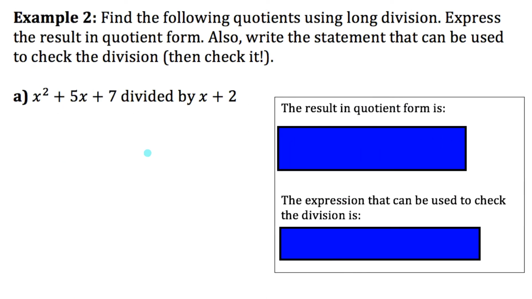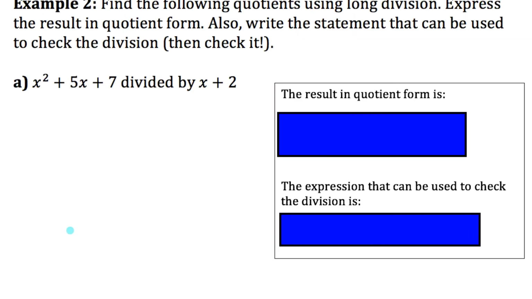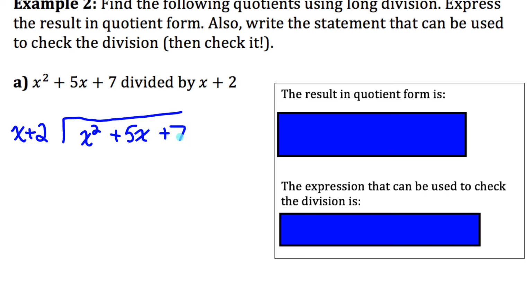Okay, example 2, I just have 3 practice questions where we do 3 different polynomial divisions. 1, 2, 3. Let's do A and B together, and then I'll let you try part C on your own. So part A, we have our dividend and our divisor. We're doing this x squared function divided by x plus 2. So set up our table. X plus 2 goes outside, and underneath the table goes x squared plus 5x plus 7.